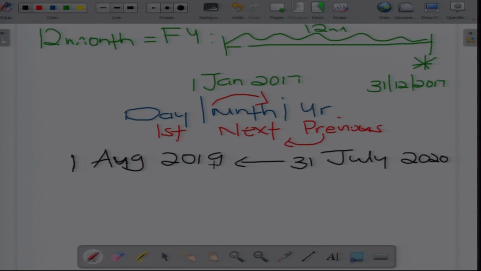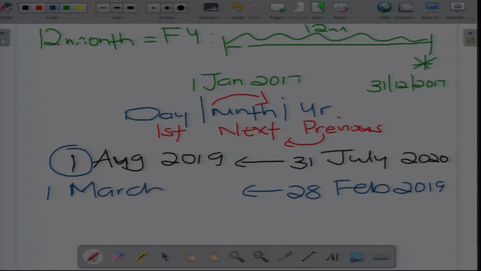Let's try another one. The 28th of February 2019. What will be the first day of this financial year? The day is the first. What's the next month? The month after February is March. What's the previous year? 2018. Now that's basically how you calculate the financial year.